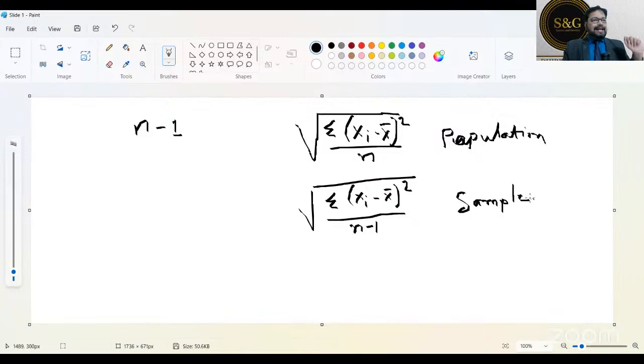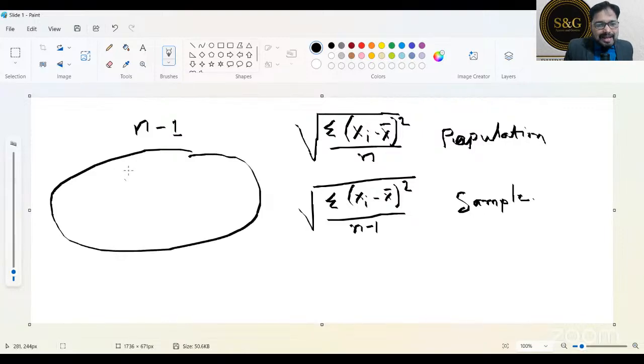Now try to understand this. Everybody knows the concept of population and sample, right? So population is a huge data set and sample is a subset of the data set. Everybody knows this. So I'm answering the question of what is n minus 1. Why we are putting n minus 1? What is the logic behind it? Okay. So population is a big data set and sample is a small data set of it.